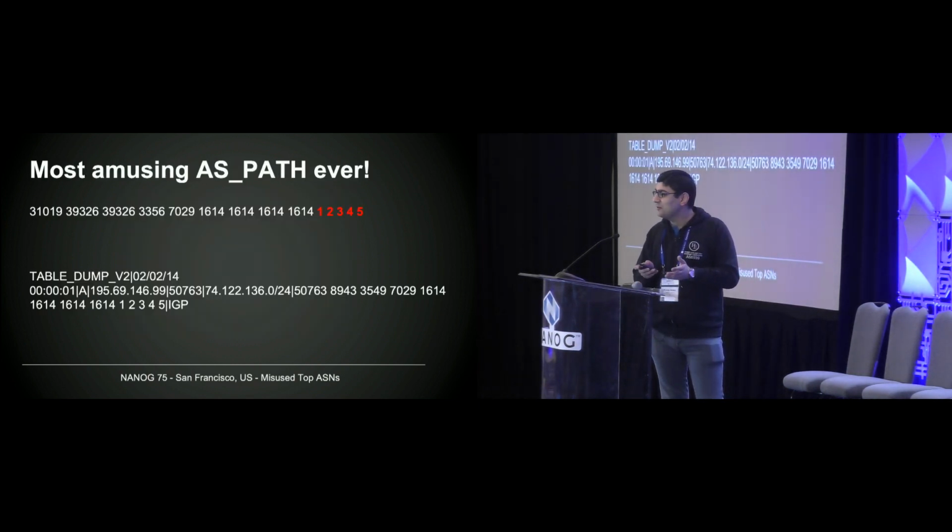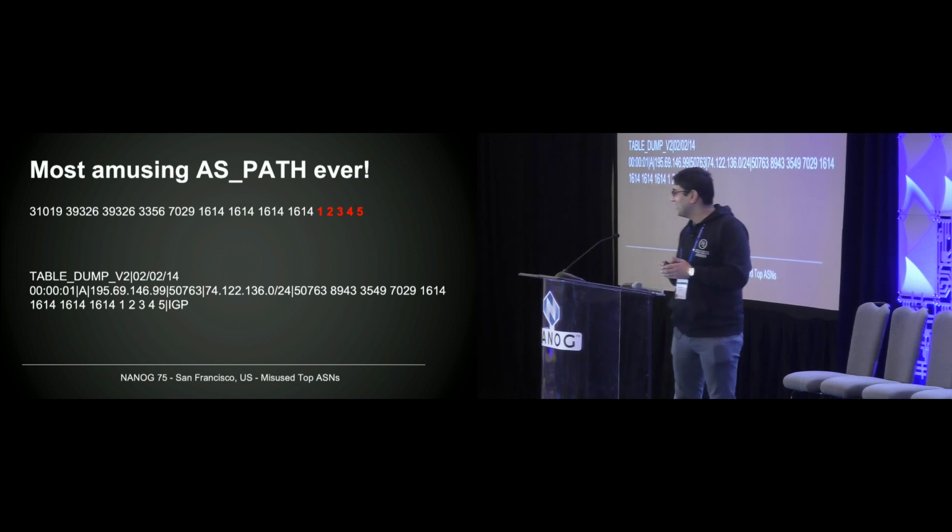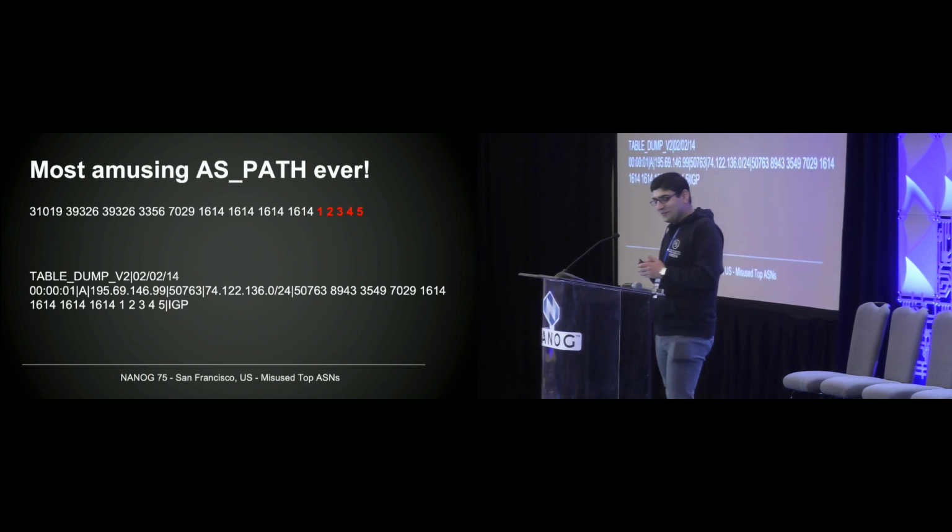Here comes the most amusing AS path you might have ever seen. This is one of the leaks which suddenly created adjacencies between AS1, AS2, AS3, AS4, and AS5. We just found it in the dumps because we were looking at 1, 2, and 3 and suddenly noticed it's there. So someone, probably AS1614, was trying to prepend, and they wrote their ASN 5 times. And after that, they just wrote 1, 2, 3, 4, and 5 and just announced it in the routing table.